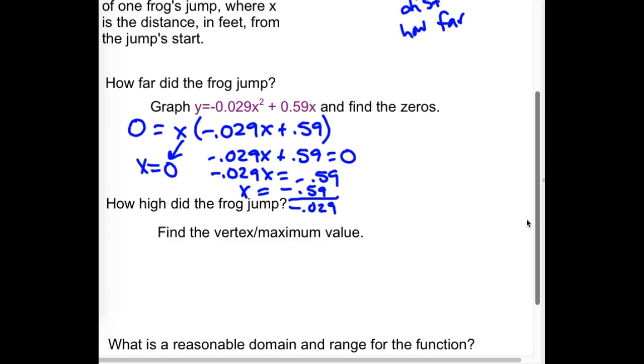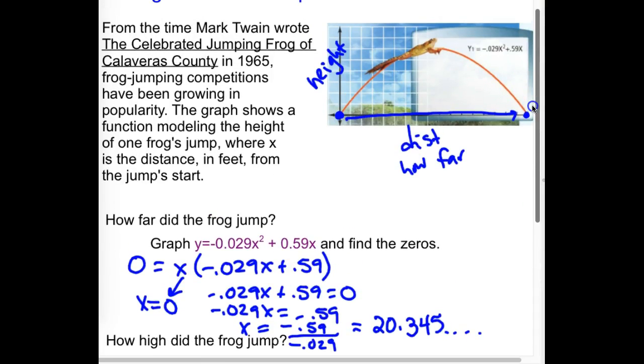Now, I want you guys to do this on your calculator and keep that answer in your calculator. Don't clear it. So take 0.59 divided by 0.029. Who's got it? 20.345? Is that exact? There's a whole bunch more. Okay, so we are saying that the frog jumps a little over 20 feet. This distance here is about 20.345 feet.